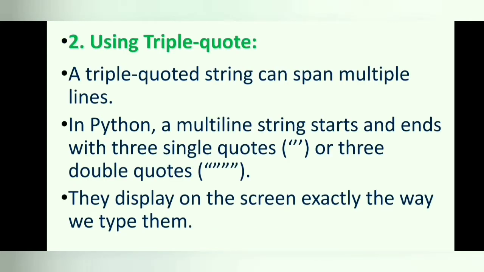Using triple quote. A triple quoted string can span multiple lines. In Python, a multi-line string starts and ends with 3 single quotes or 3 double quotes. They display on the screen exactly the way we type them.